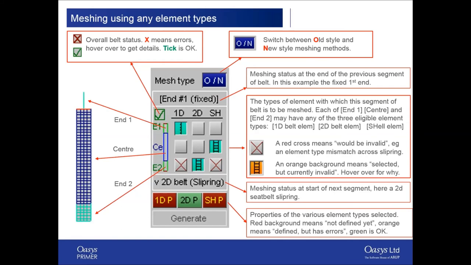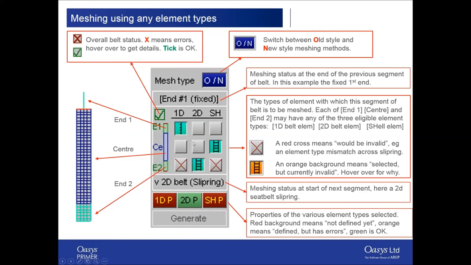We've also changed the panel for how you define the ends of the seatbelt and what's in the middle of the seatbelt when you're creating one. Previously, for example, you couldn't create a combination of 1D and 2D seatbelt elements. You can do that now. You can create any combination of 1D, 2D seatbelt elements and shell elements.